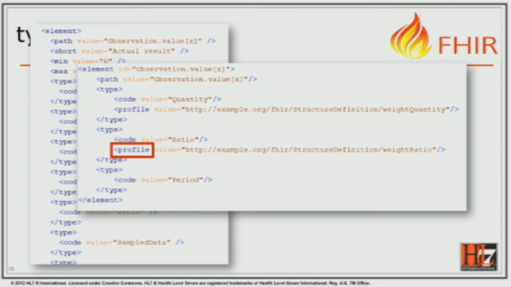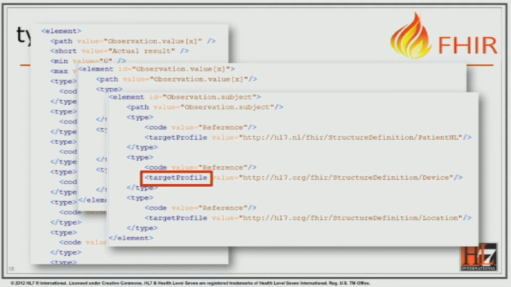Just as I showed with patient.identifier, you can now limit observation.value to a subset. And additionally, you can still say this is not just a quantity, this is a weight quantity. This is not just a ratio, this is a weight ratio, just as I showed with identifier. So you can combine these two things. Looking at these references, that's the other feature that I showed in the red box.